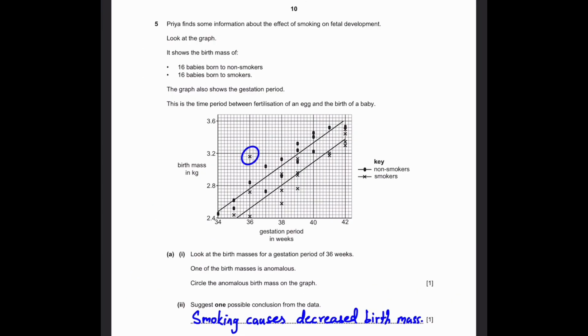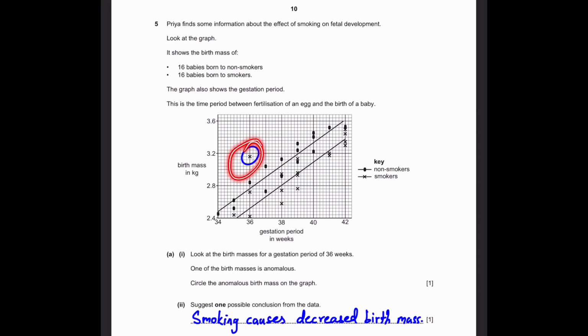Here find some information about the effect of smoking on fetal development. Look at the graph. It shows birth mass of 16 babies born to non-smokers and 16 babies born to smokers. The graph also shows the gestation period, which is the period between the fertilization of an egg and the birth of a baby. A1. Look at the birth masses for a gestation period of 36 weeks, which is this line here. One of the birth masses is anomalous. Circle the anomalous birth mass on the graph.